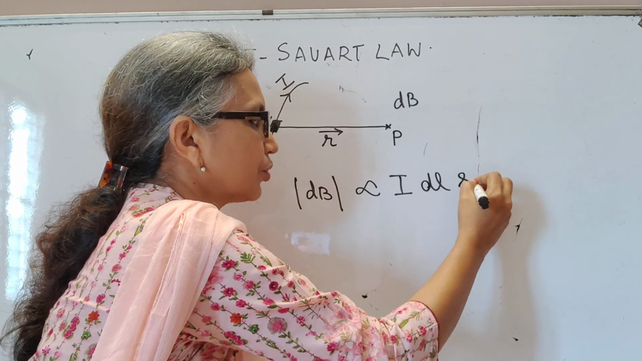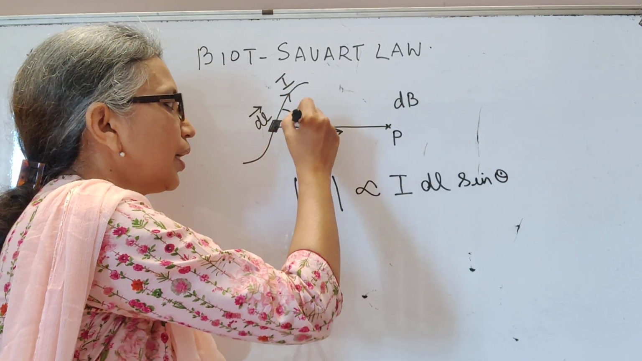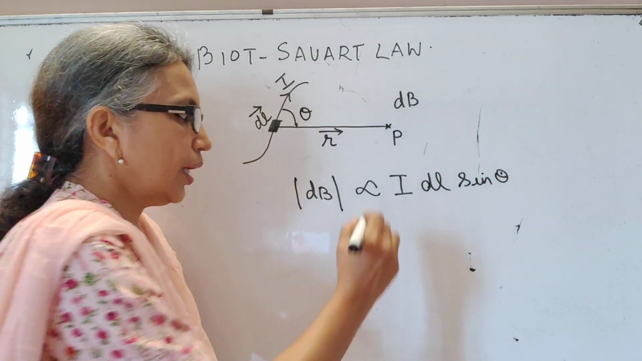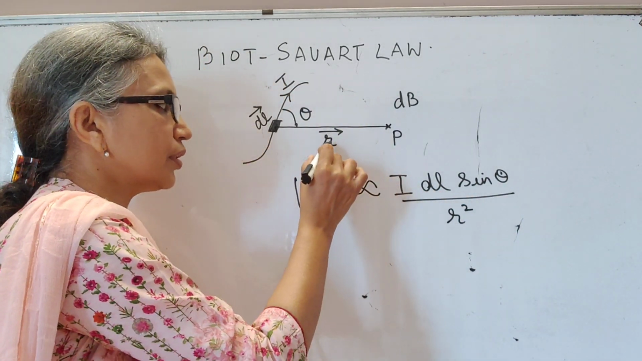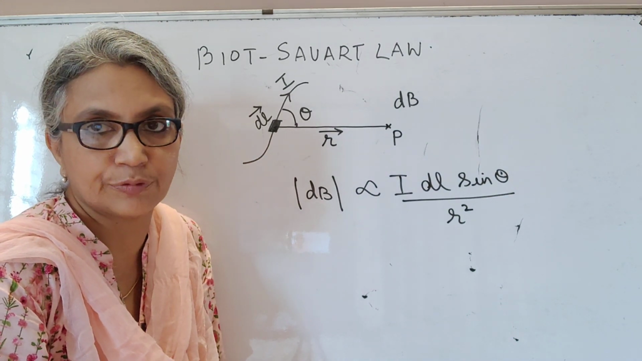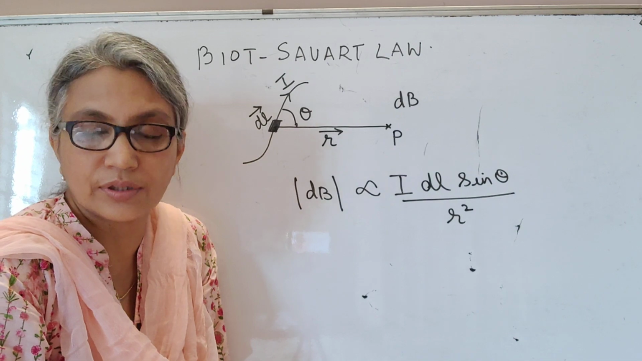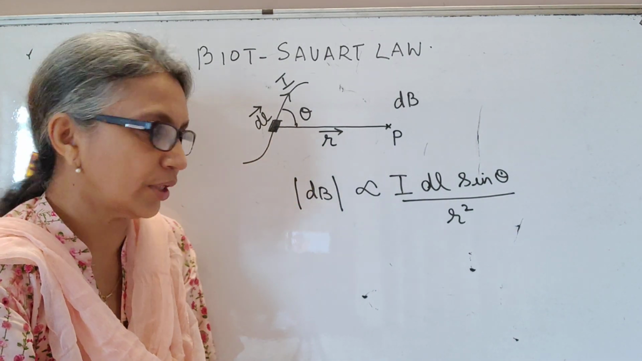It is directly proportional to sine of the angle theta, that is, theta is the angle between the two vectors dl and r. And it is inversely proportional to square of the distance between dl and the point P, where you're finding the magnetic field. So you see, this is an inverse square law, just like Coulomb's law. Coulomb's law is an inverse square law. So is Biot-Savart law an inverse square law.